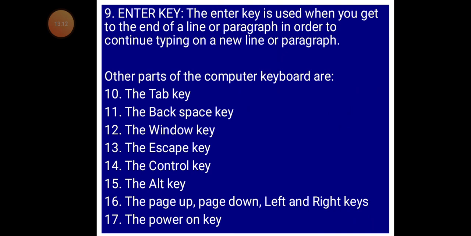We have the window key, the escape key, the control key, the alt key, the page up, page down, left and right keys, and we also have the power on key. In fact, without the power on key, you cannot start or operate your system. So these are the other keys that make up the computer keyboard.